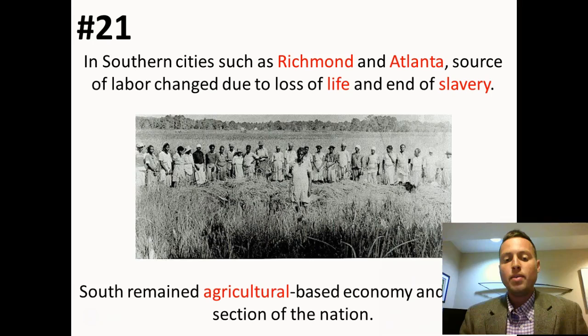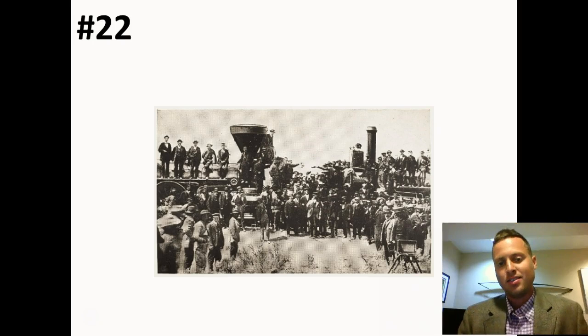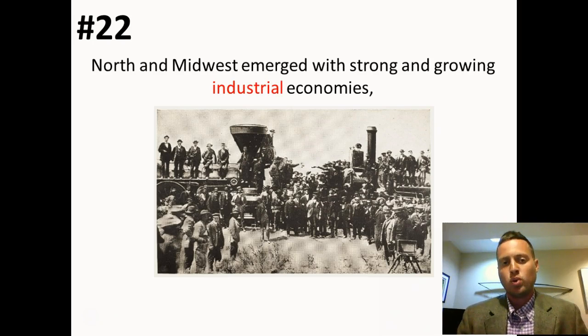Now, the South will remain an agricultural, write that in, agricultural-based economy. And write this in, the poorest section of the nation. It will remain the poorest section of the nation well after the Civil War. Okay, what about the North and Midwest? Oh, just the opposite. We're on number 22.